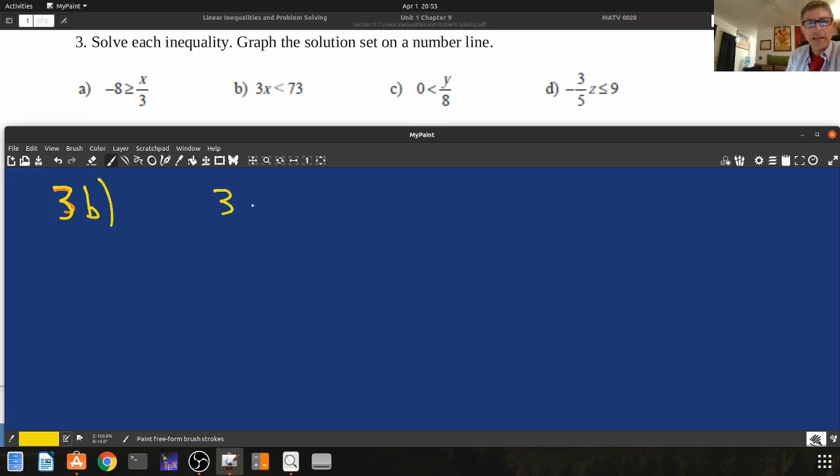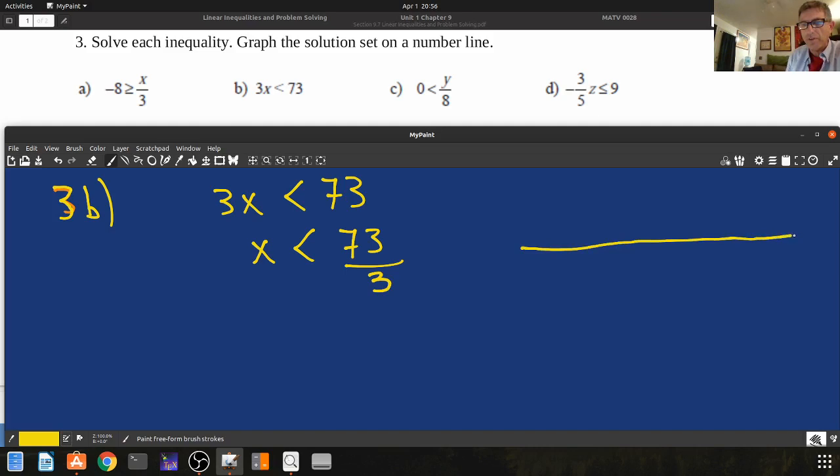And it's 3x is less than 73. So again, we solve this one just like it were an equation. We divide both sides by 3 because that's the coefficient of x. I know how many 3x's are, or what 3x is less than in this case. So if I divide both sides by 3, I'm done. Now here you're asked to graph the number on the number line.